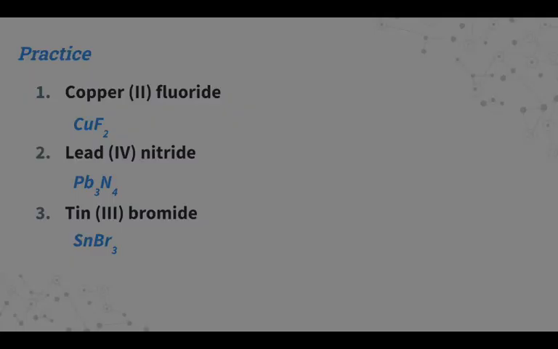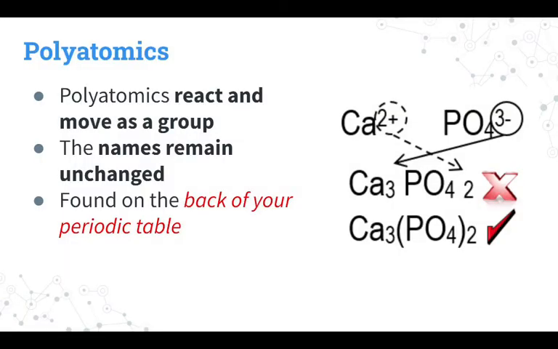Now next we have to talk about our polyatomics. Our polyatomics react and move as a group. The big thing with polyatomics is that the names remain unchanged. Polyatomics will be found on the back of our periodic table. We'll flip the periodic table over, and off to the left we will find a polyatomic list which has everything listed.